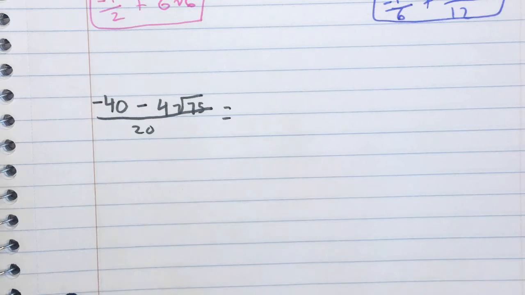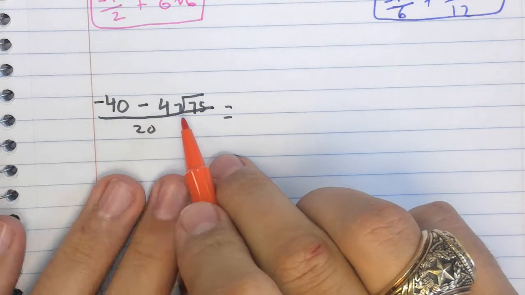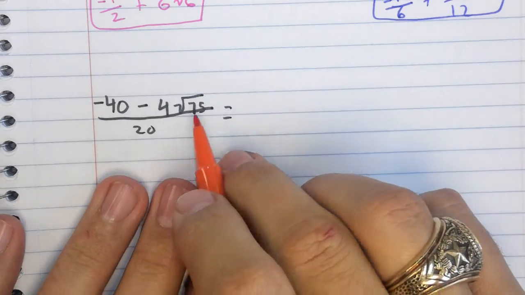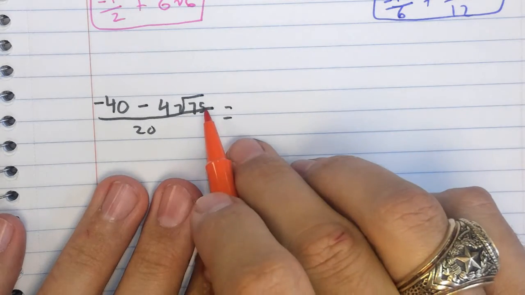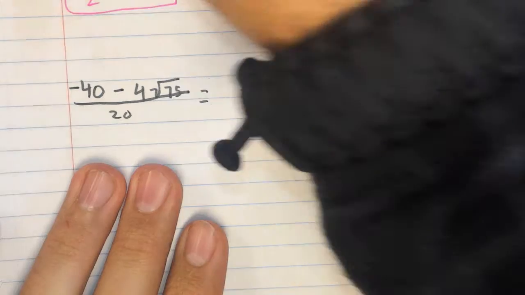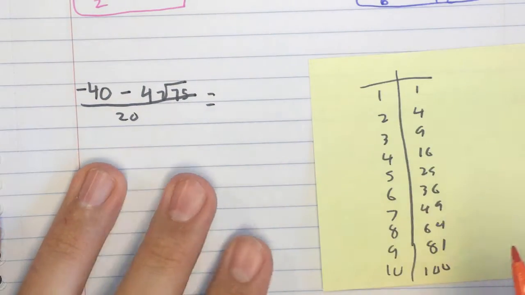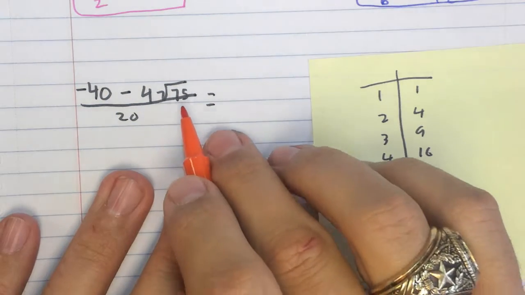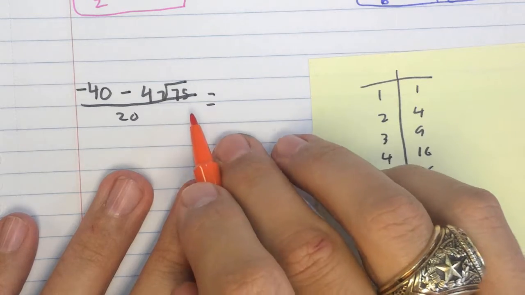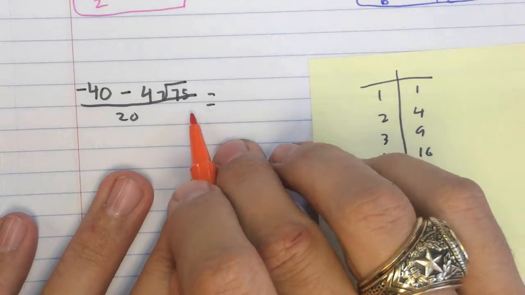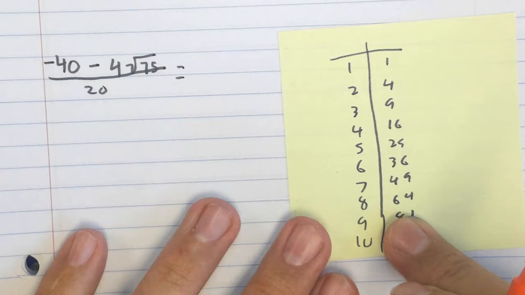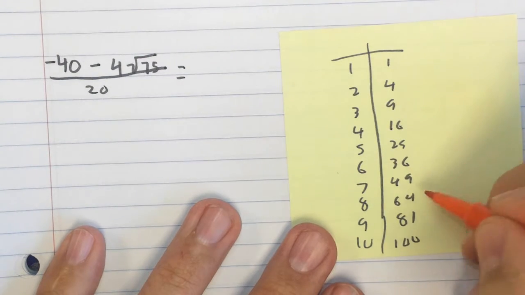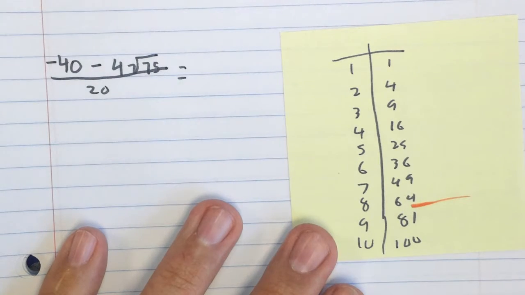Alright, here's the last one. The last one is probably by far the most complicated of them all. We have a radical with a fraction with a radical in it, and we have the square root of 75. So that's a pretty big number. More than likely I can simplify this radical. I went ahead and made a little chart here so we could see it. 75 falls somewhere in there.